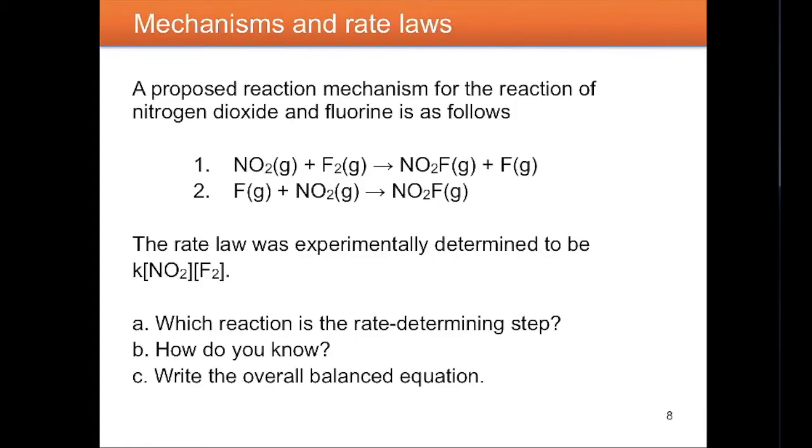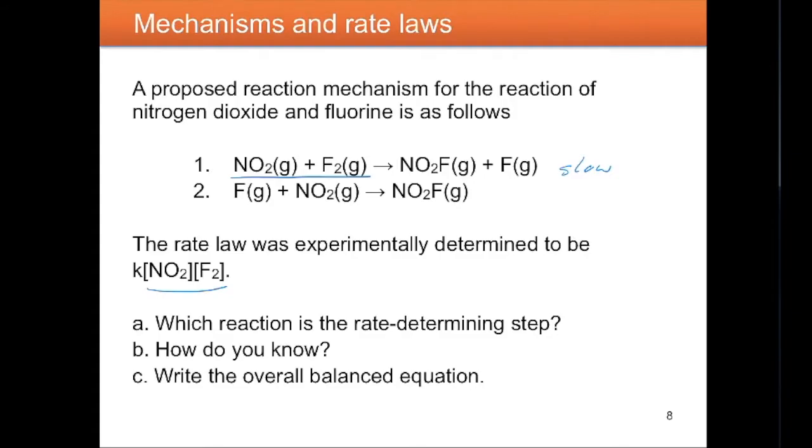So given this information, which reaction is the rate determining step? So remember, the rate law must relate to the rate determining step. So if we have an NO2 and an F2 in the rate law, we're going to be looking for those same components in the reactants of one of the elementary steps. So we can look at step 1, we have 1 NO2 and 1 F2. So this reaction 1 must be the slow step or the rate determining step. So part B asks, how do you know that this is the rate determining step?